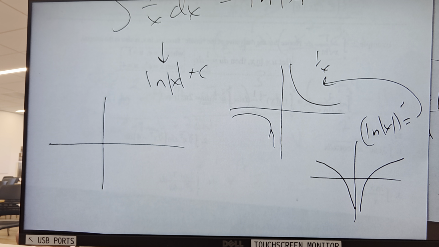So if I did not put the absolute value, a whole half of this would be missing. It could never match with this. The domains have to be equal in general. Does that make any more sense?